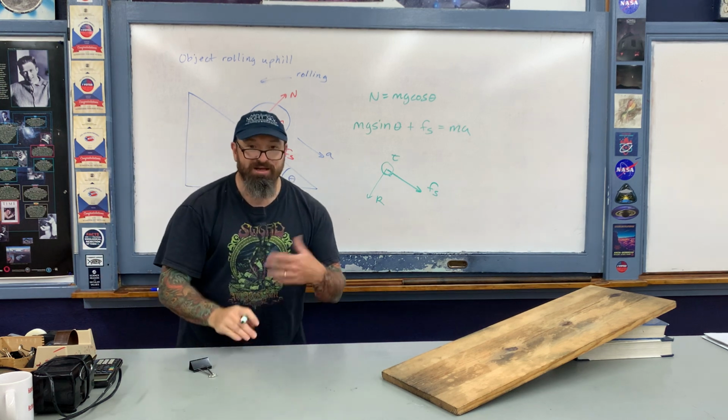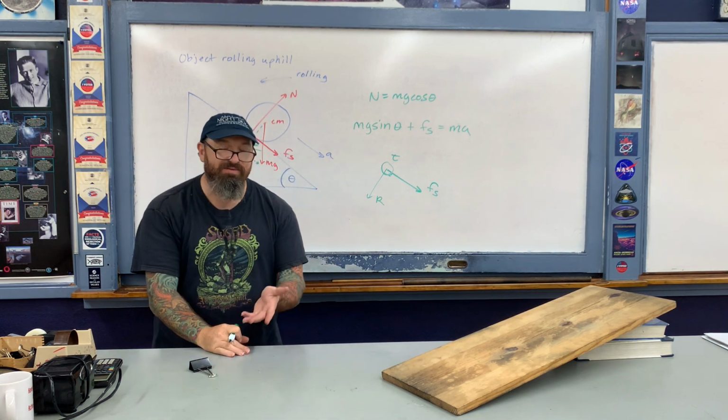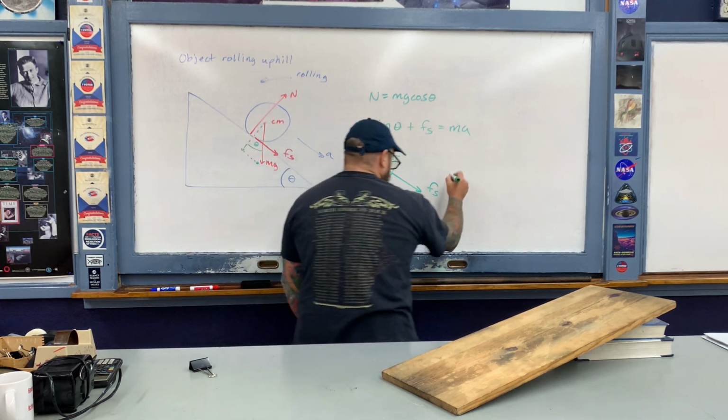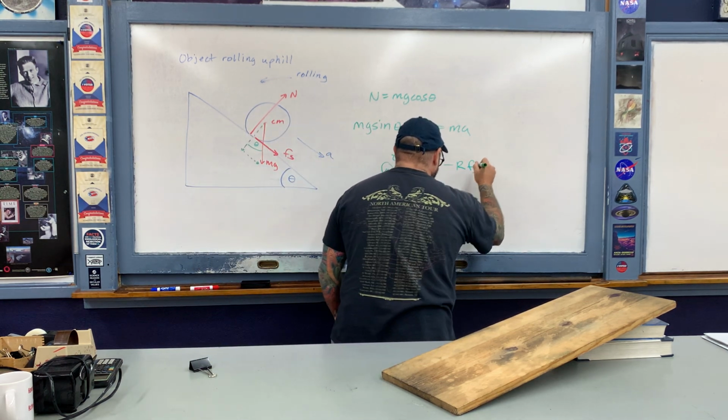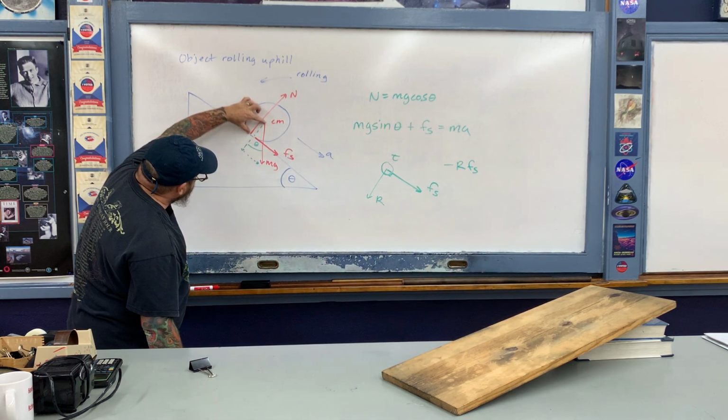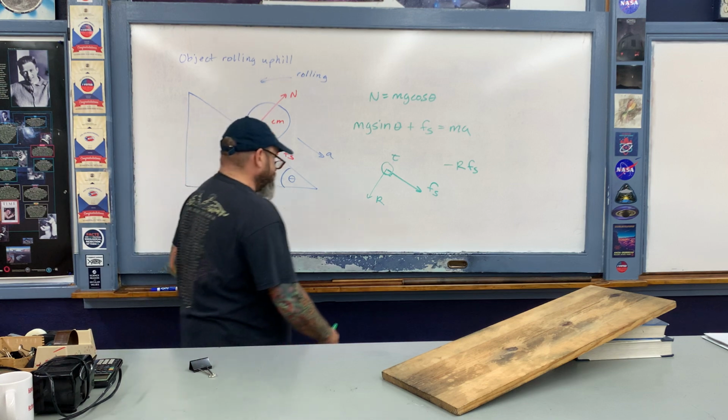So then therefore, yes, we have to think of this torque as a negative number, just like we did for the horizontal situation. So this torque is minus R F_s for that reason. Okay, now let's take a look at the normal force. So right here is the moment arm like so.